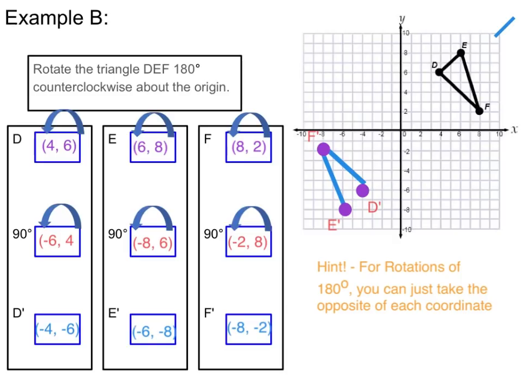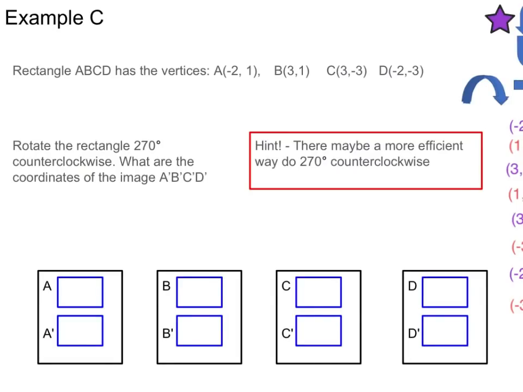And did my triangle rotate 180 degrees? Yes, it did. It was pointed down and to the right. Now it's pointed up and to the left. So it looks like I've done this correctly. Let's take a look at the next one. Let's take a look at example C.